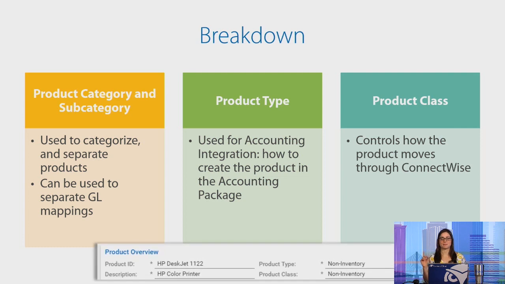Now, the product type and product class, similar to type and status in a lot of areas in Manage, can be commonly confused, but product type is for the accounting integration. So for the most part, don't worry about this field. The one that's going to affect us the most is going to be that product class. Product class determines how the product moves through Manage. Product type is just what the accounting package sees when we move it over. Now, the reason why these can be different is because we might be tracking a product as inventory in Manage, and we don't want to track it as inventory in QuickBooks. The fact that it's two separate fields allows us to do that.